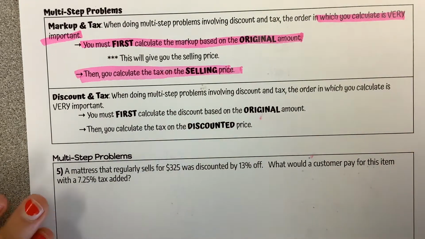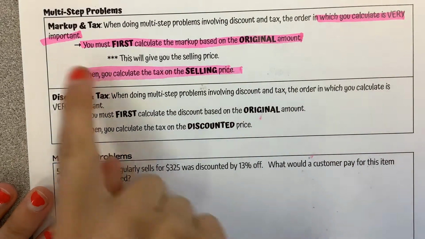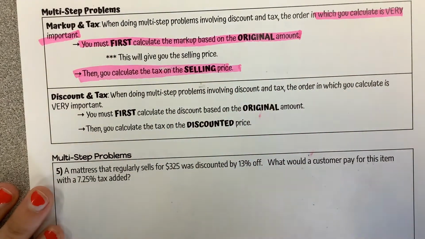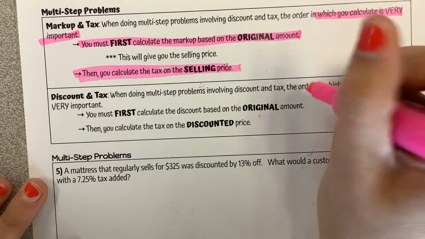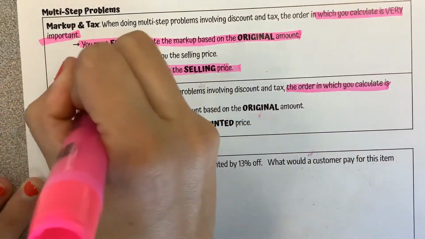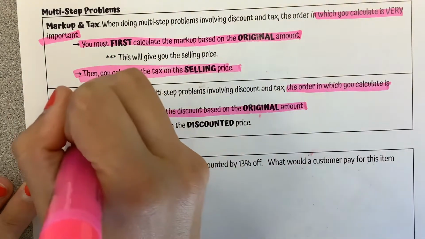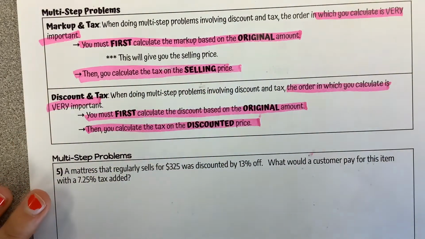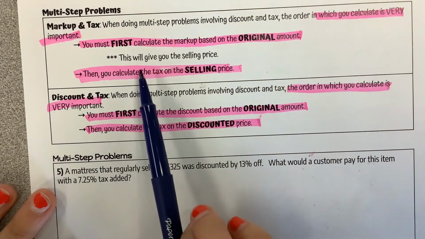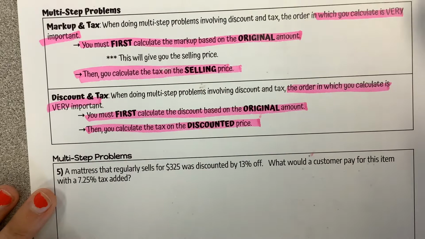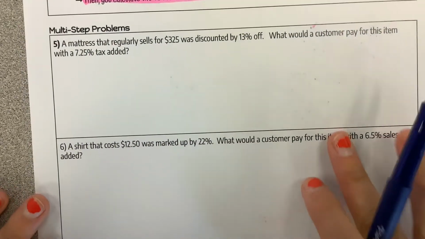For discount and tax, for markup, the price is going up. I just gave a discount example. For discount, right, same thing applies though. The order in which we calculate is important. You are first calculating the discount based on the original amount. Then you are calculating the tax on the discounted price, right? So for markup, I said that wrong, but for markup, you're adding to the price and you are paying tax on that new selling price. For discount, you're taking away from the price and you are paying tax on that discounted amount. So let's look at some problems.